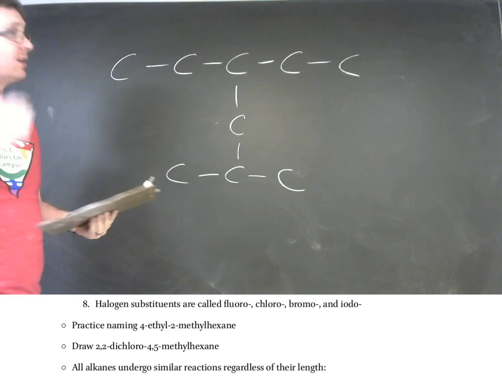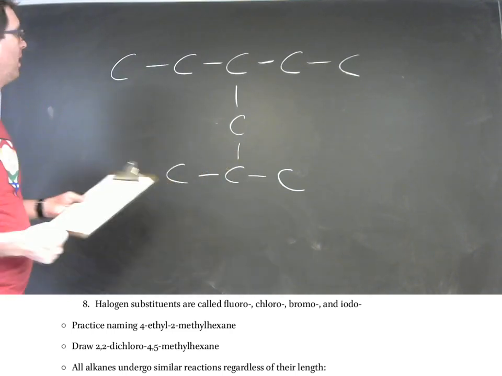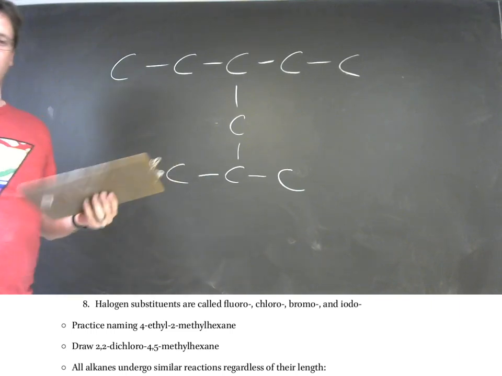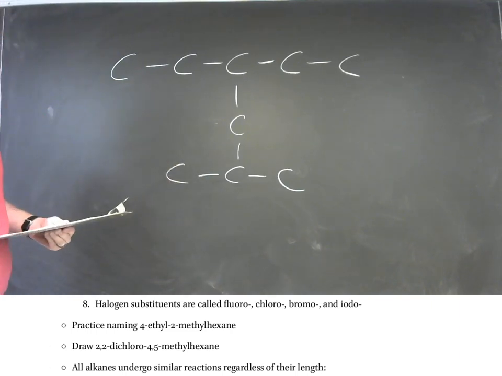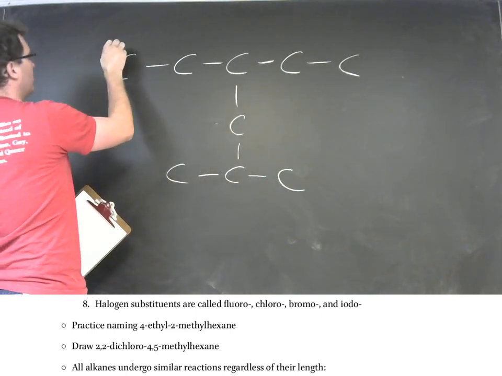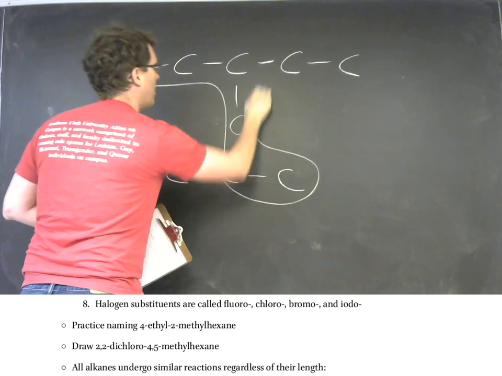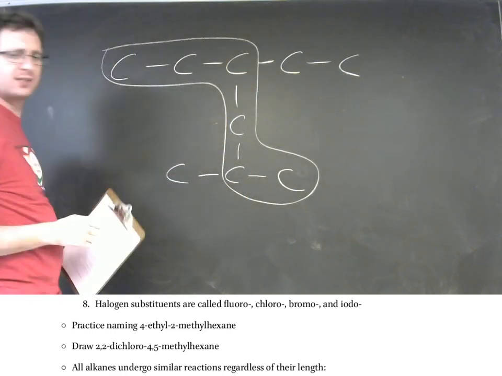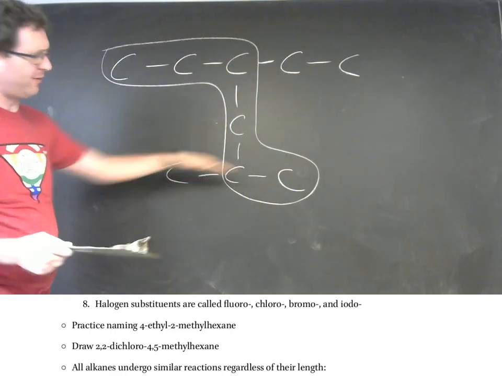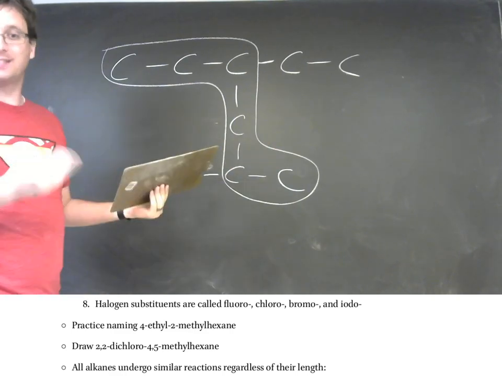So looking at this compound, I've intentionally drawn it in a confusing way. What is our longest chain? It's not the 5 across the top. The longest chain is going to look like this. I could have jumped to the left or to the right, that doesn't really matter. But that makes this a hexane.